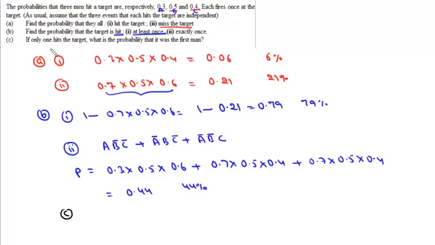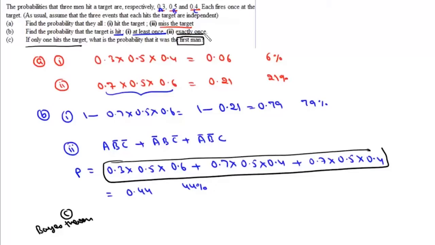Now this third case, it says if only one hits the target, what is the probability that it was hit by this first man? Now this becomes a condition for Bayes theorem. Now in Bayes theorem, we have this entire case. Target is hit by exactly one man. Now this one man, it has to be this first man, which is A.